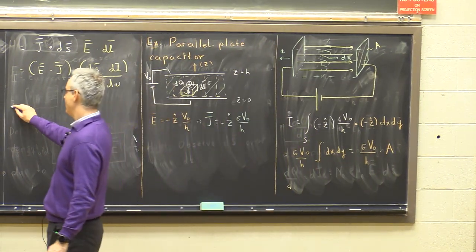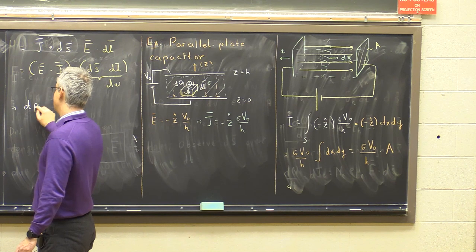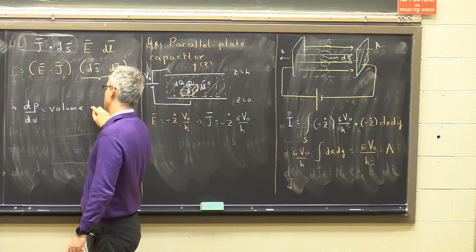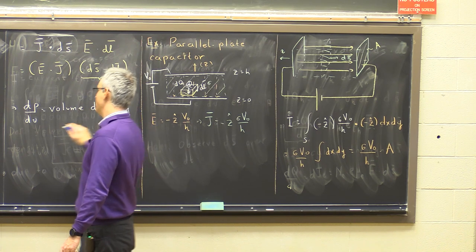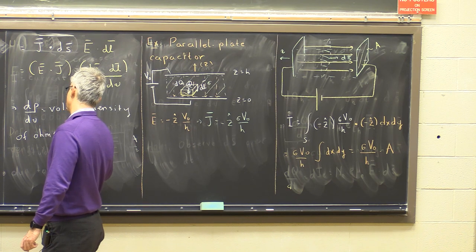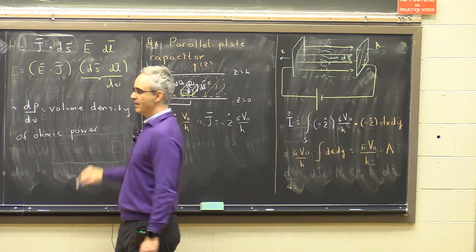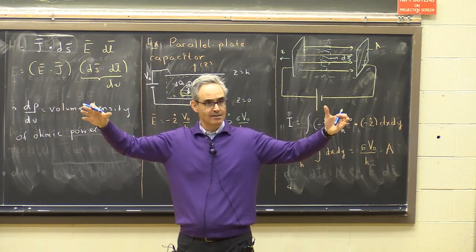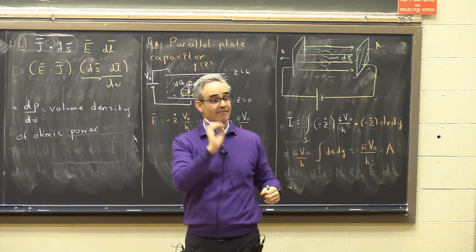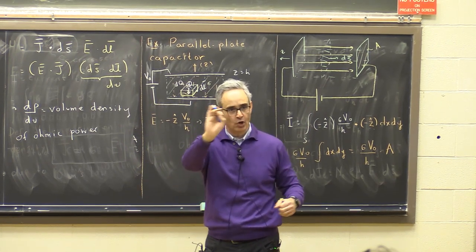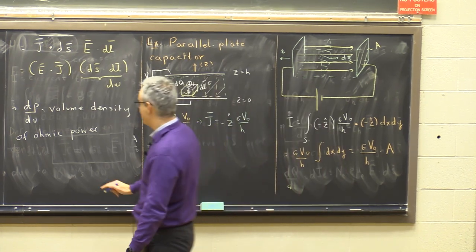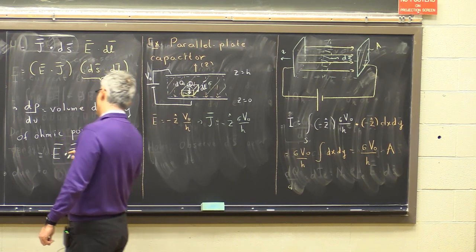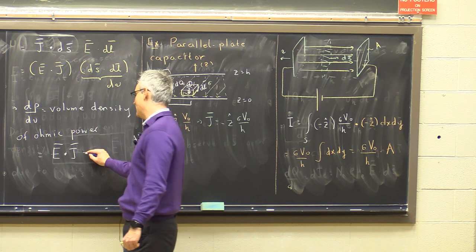And finally, I find the volume density of ohmic power dissipated. So I have a bulk of a material, and there is power dissipated of so and so watts. Now I'm finding the volume density, like every little point in the material, how much does it contribute to this power? That will be E dot J, or if you replace J from Ohm's law, sigma E squared.